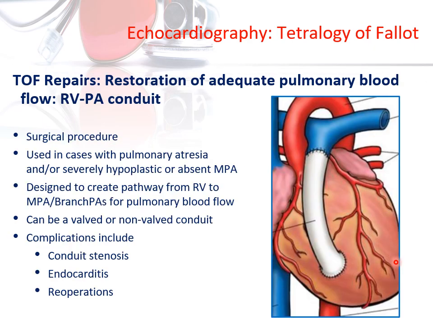Finally, we got the RV to PA conduit. This is also a surgical procedure. It's used in cases with pulmonary atresia and or severely hypoplastic or absent MPA. It's designed to create a pathway from the right ventricle to the MPA or branches for pulmonary blood flow. This can be a valved or non-valved conduit, and complications include conduit stenosis, endocarditis, and possible reoperations.